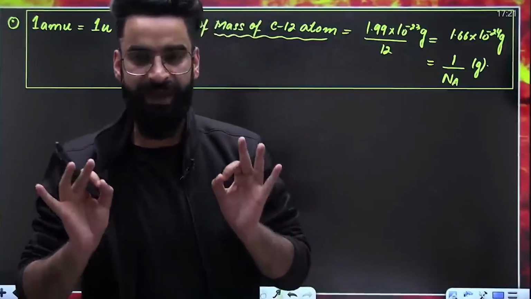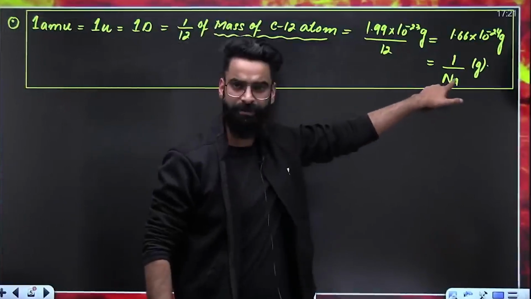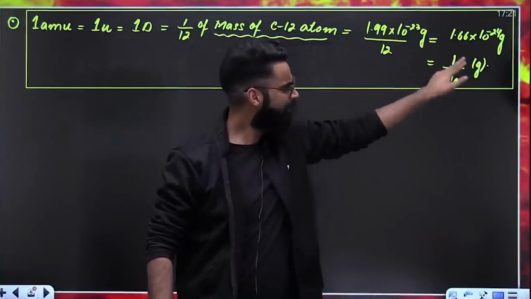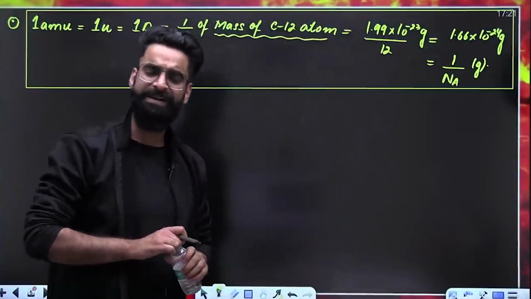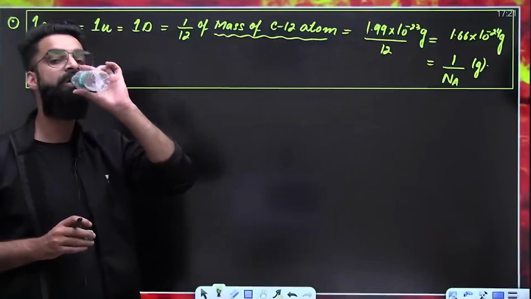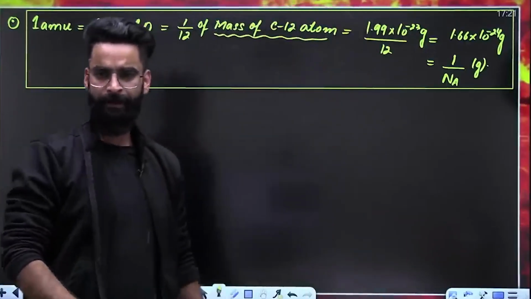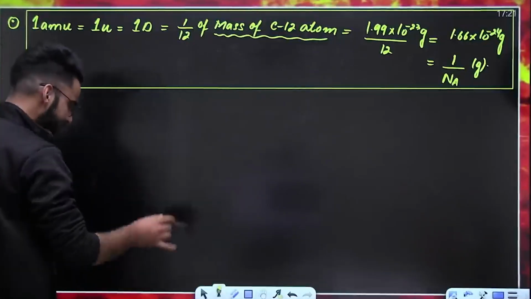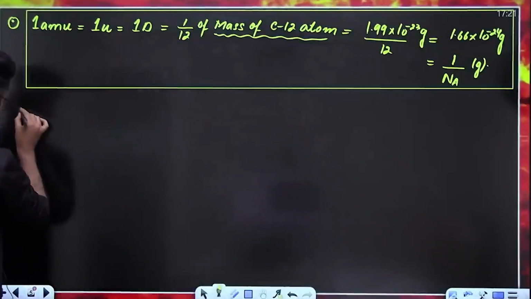Is this part clear to everyone till here? Quickly, let me know in the chat. This N_A here is Avogadro's number, 6.022 × 10^23. If you divide 1 by Avogadro's number, you get exactly 1.66 × 10^-24. Quickly, my dear students, give a thumbs up in the chat if you got what I said till now. Perfect. All right, if it is clear to everyone, let's try to understand a few statements.